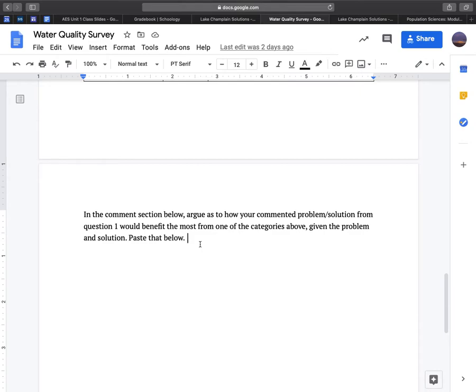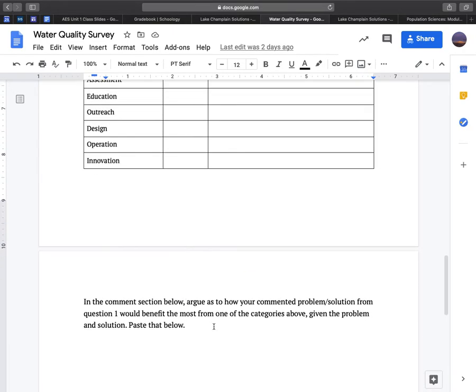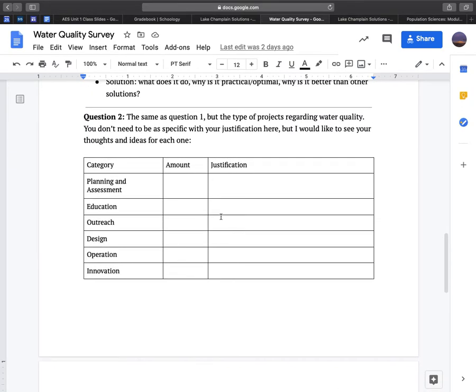In the comment section below the survey, or the second table, you're going to talk about how your project that you proposed here would best be suited by one, maybe 2 of the categories above, thinking about the problem, the solution, and how you think the solution would be best achieved given limited resources, time, and the feasibility of your solution. If you need any help filling out the survey, we can submit it by tomorrow, so come to class with questions.